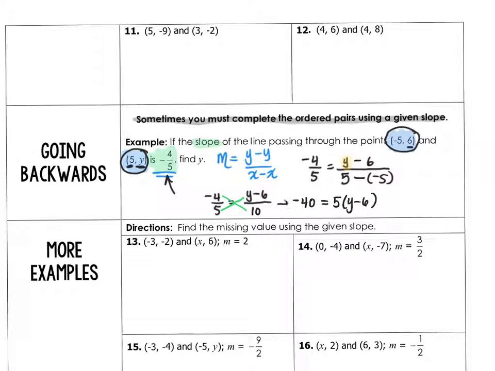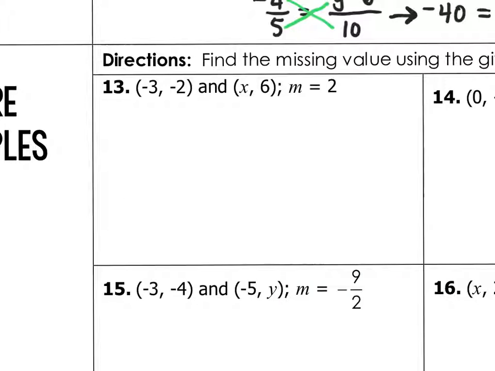And there's our proportion set up. And now I will simply solve for y to get a final answer of y is equal to negative 2. So solve for y by distributing the 5 and then isolating the y. Let's try another one of these examples.